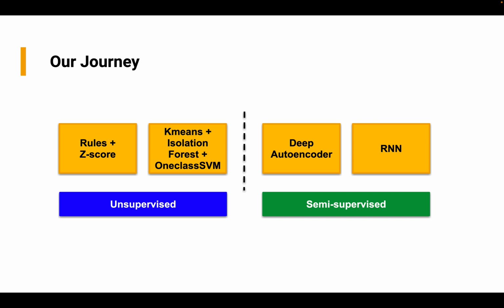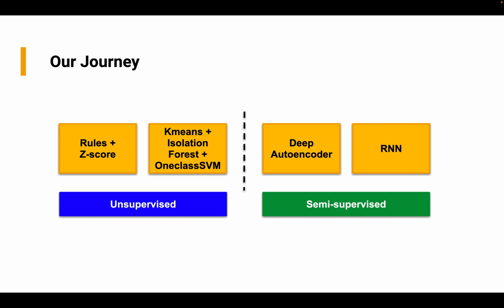Then we gradually moved to Z-score, where we capture various features like the number of files sent over time. Then we calculate the Z-score, and based on that, we score different entities. This was not a really good way of doing it, but that was a start. Then eventually we moved to k-means, isolation forest, and one-class SVM, but everything was unsupervised as we didn't know what our irrational entity looks like.